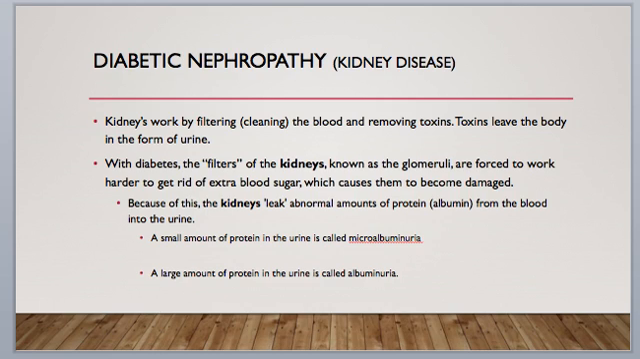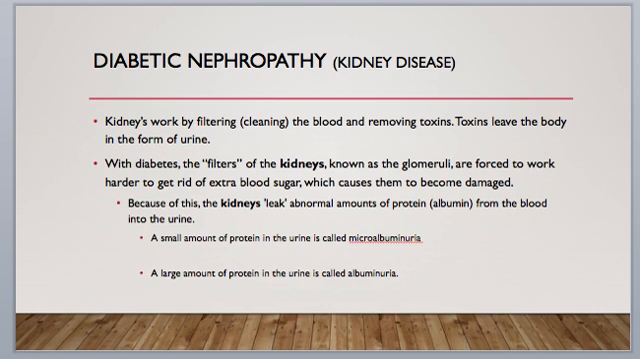Refer back to the visual of the sugar crystal. Along with the kidney working in overdrive to filter out the extra sugar, the sugar crystals damage the inside of the vessel of the kidney. Because of this, the kidneys begin to leak abnormal amounts of protein, also known as albumin, from the blood into the urine. This situation leads to kidney disease.